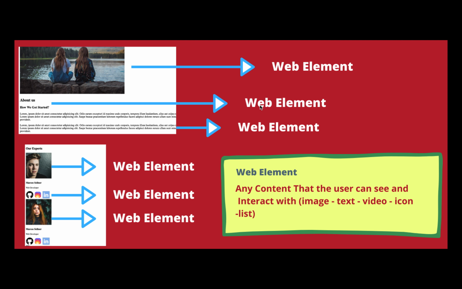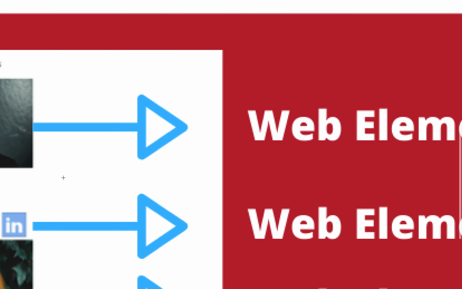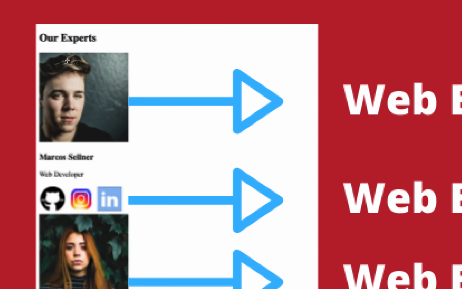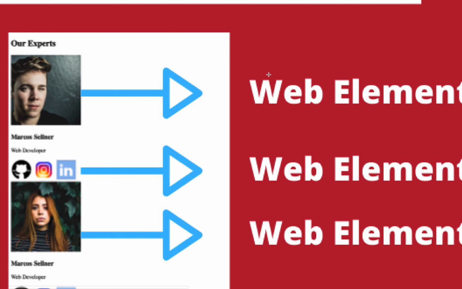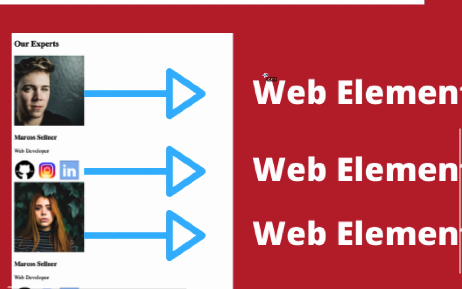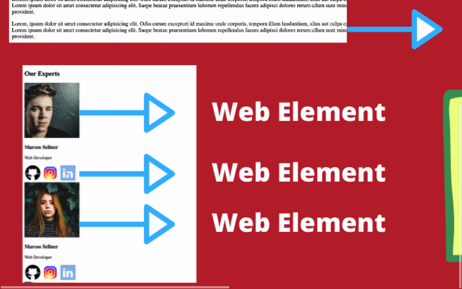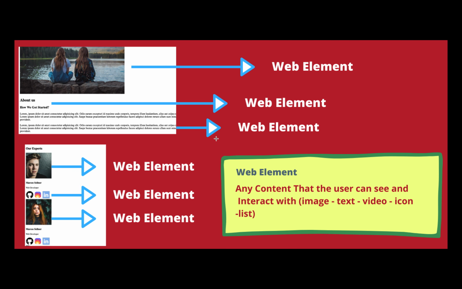Once again, we can simplify the stuff more by dividing each thing that we are going to add and calling it an element. So for example, here we have this image for this person, and we can call it a web element. We have this icon right here, it's a web element, and this icon right here is another web element. We have this description or this name right here, it's a web element. So all these are web elements.